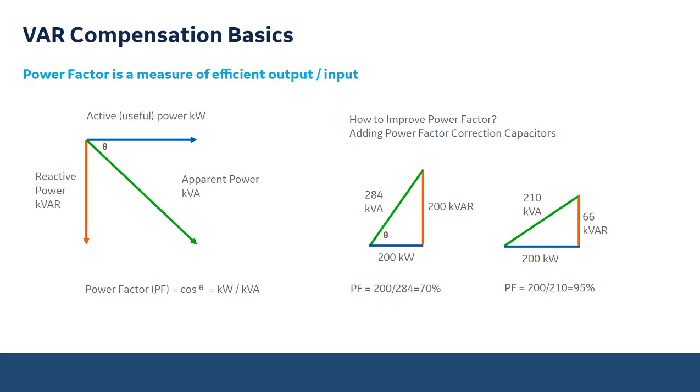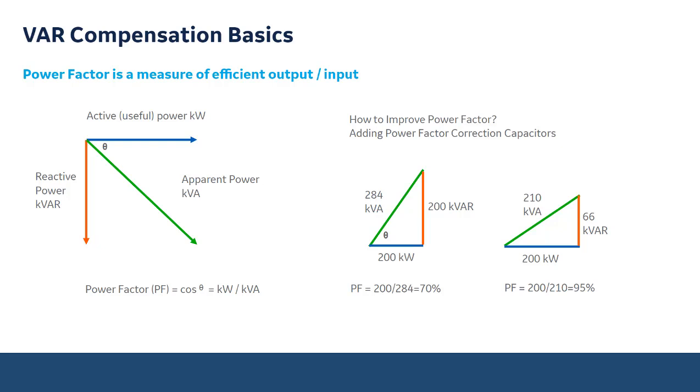power factor increases. So at a 70% power factor, it requires 284 kVA to produce what you're ultimately looking at, active useful power, kW. So your power factor would be measured as 200 divided by 284 kVA equals 70%. So you'd have a 70% power factor.